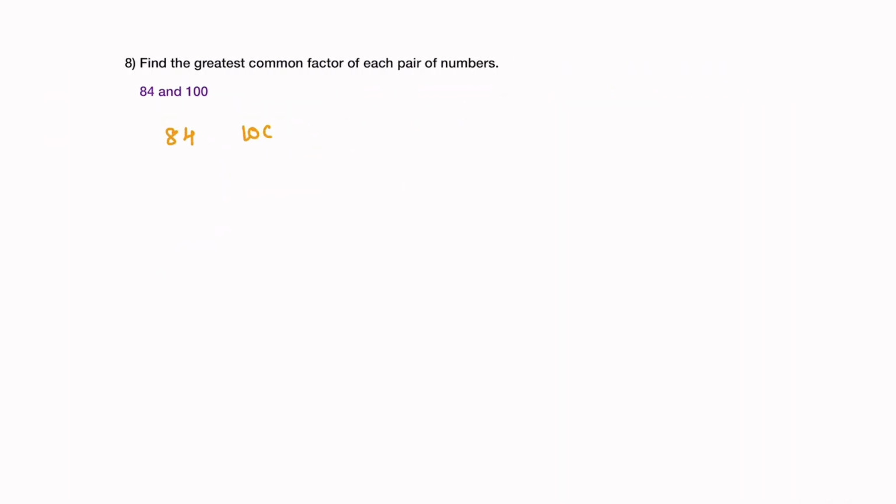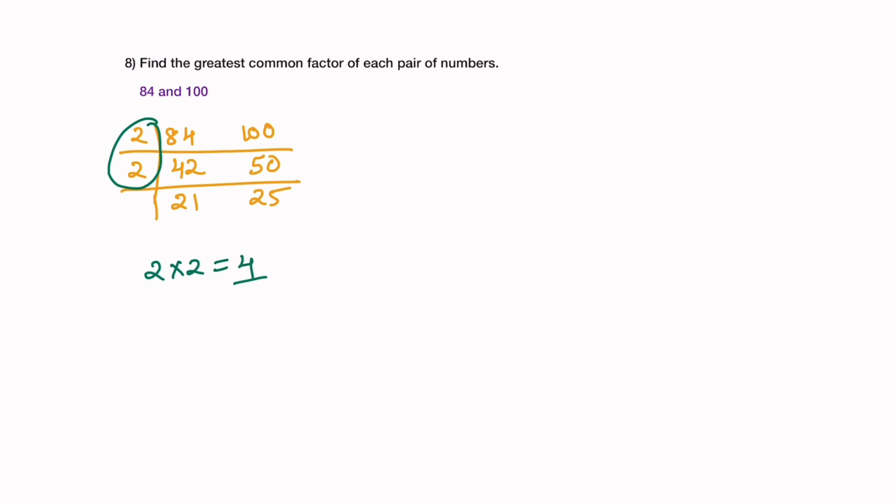84 and 100. Remember, you have to do the third method that I'm not using. 2 even numbers, right? So 84 divided by 2 is 42. 100 divided by 2 is 50. Both are even numbers, so I'll go with 2 again. 42 divided by 2 is 21. 50 divided by 2 is 25. 21 and 25 have nothing in common, so we stop here. And we say 2 times 2 equals 4 is the answer, the greatest common factor.